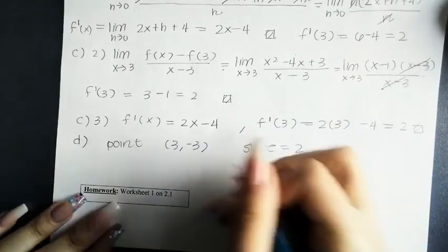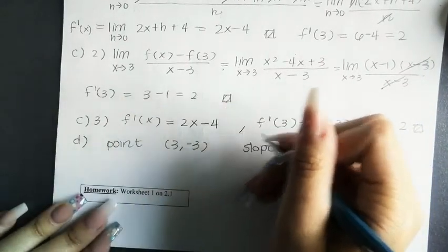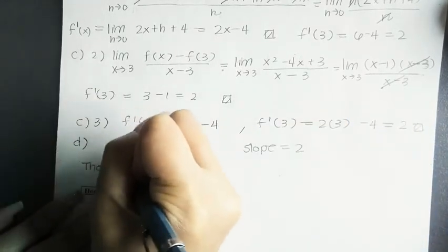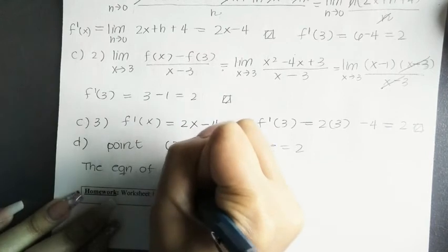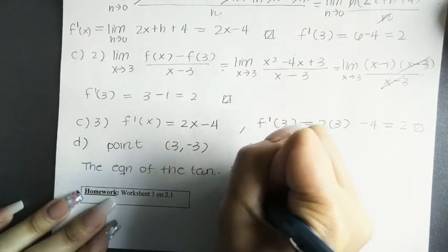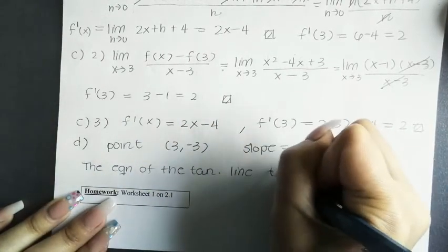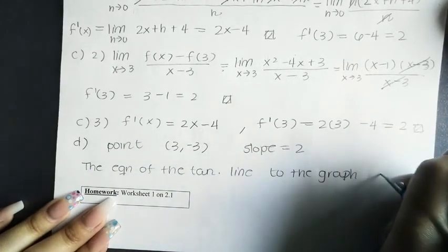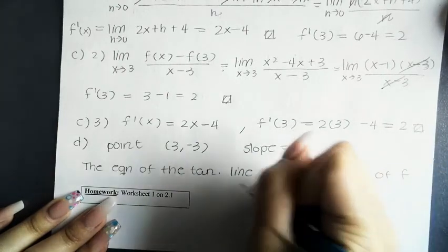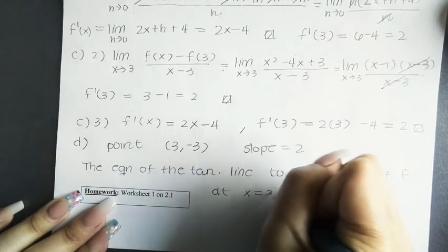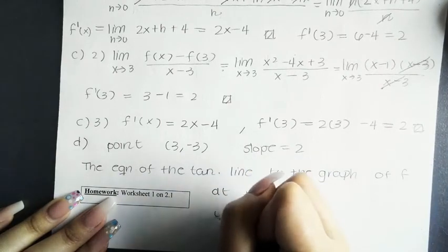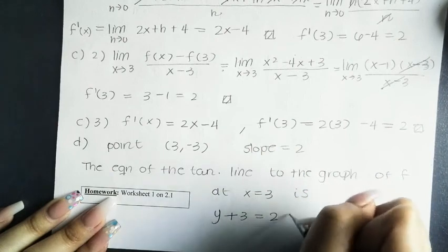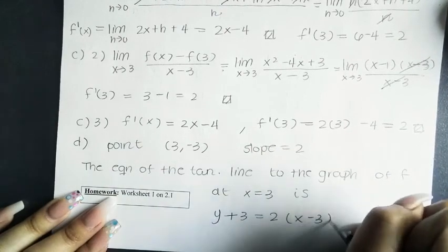So super easy. What are you going to do? Plug your information into your equation. So the equation of the tangent line to the graph of f at x equals 3 is, surprise, surprise, y minus y1, or y plus 3, equals 2 times x minus 3, and that's it.